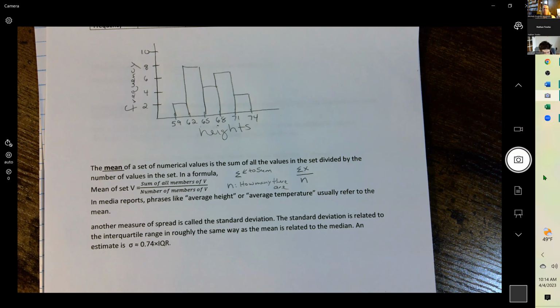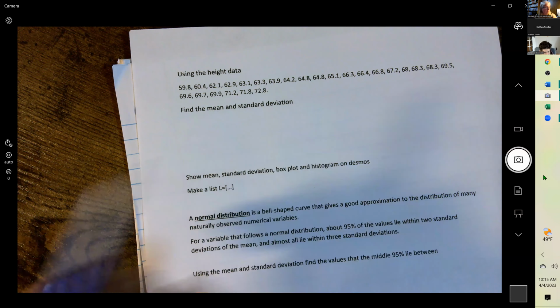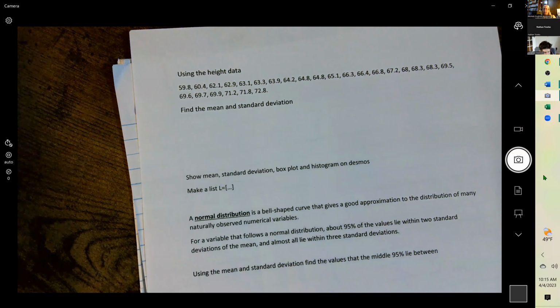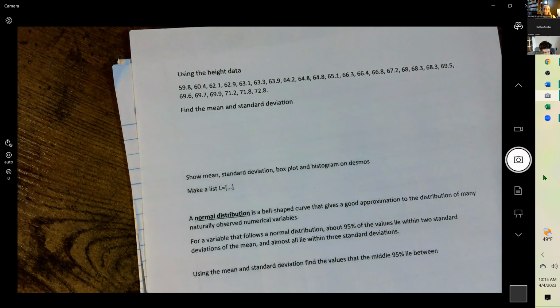I wrote it over here. There's the data set. So let's find the mean and the standard deviation. Now I think we found the IQR earlier. But the mean, the first thing you want to do is add all of them up, and then we'll divide by how many there are, which is 25. Maybe we didn't do that one. We'll do it on here.